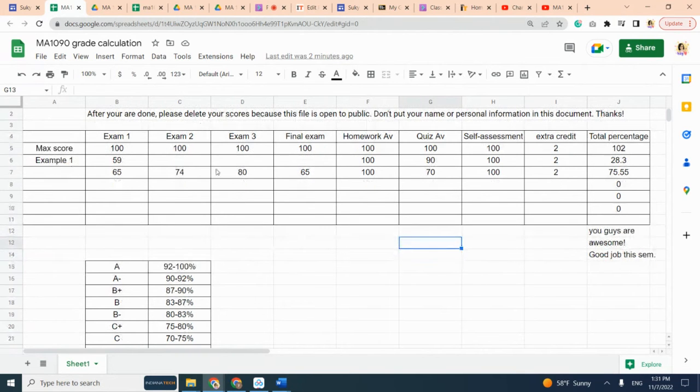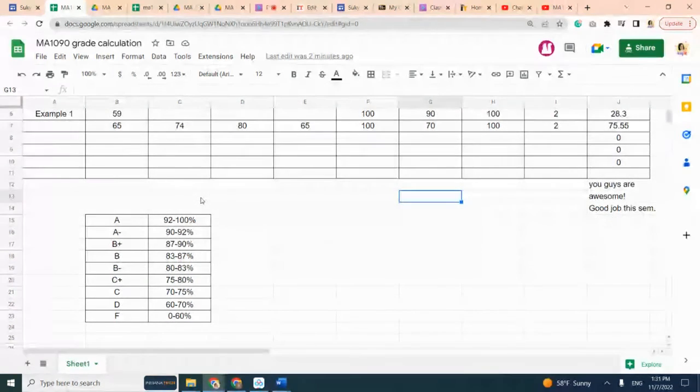Okay. And then, yeah, these are the grade descriptions. You see how many points you get, and then you can see your grade. Questions? Okay. Yes. If you have questions, feel free to come and see me.